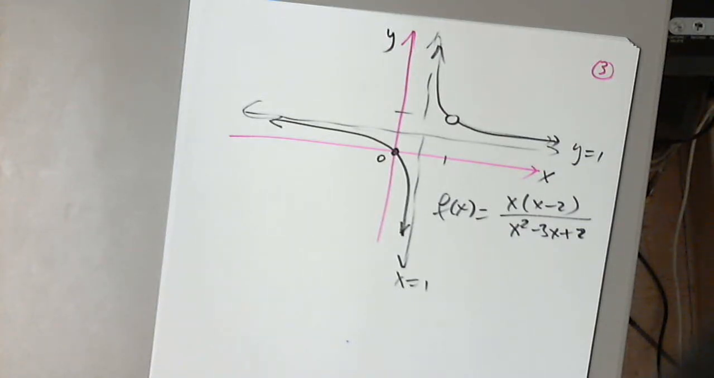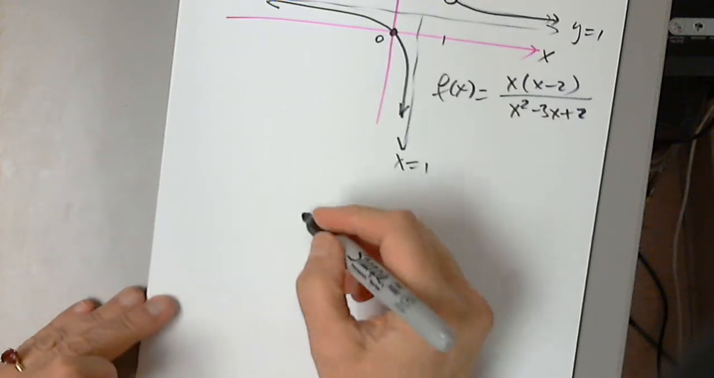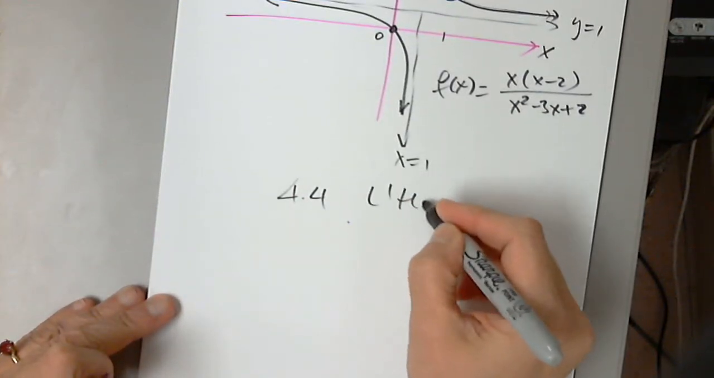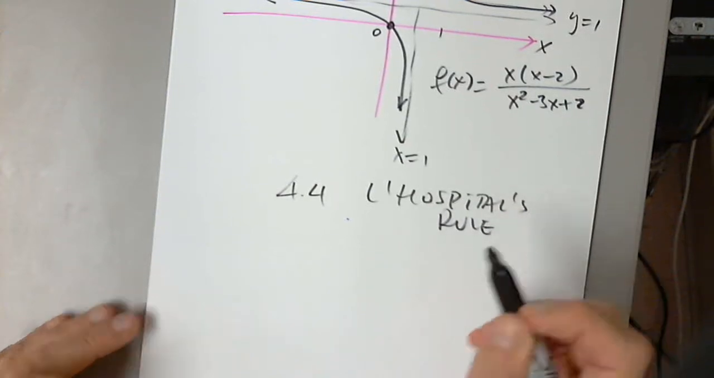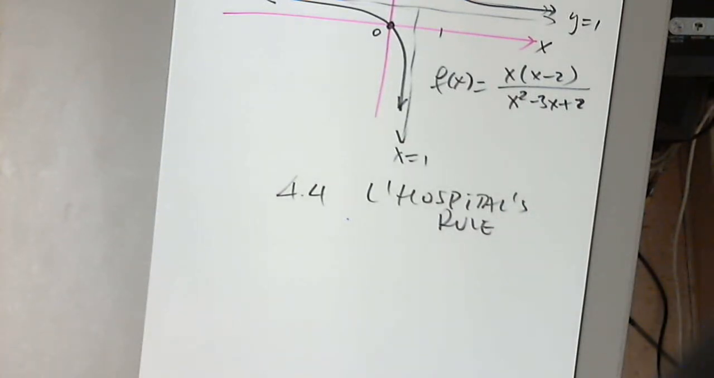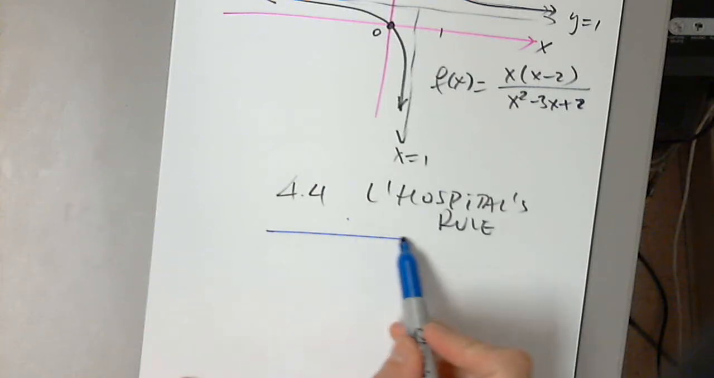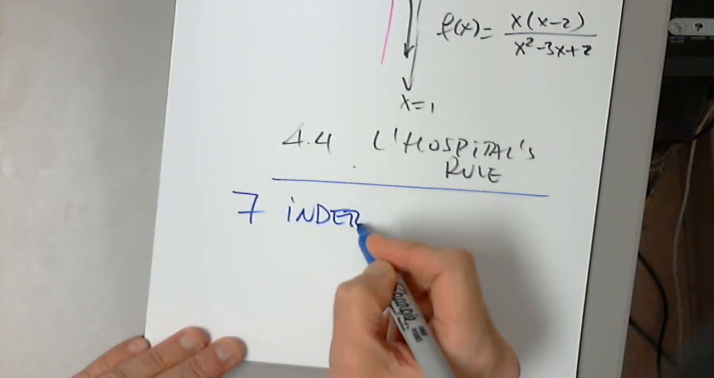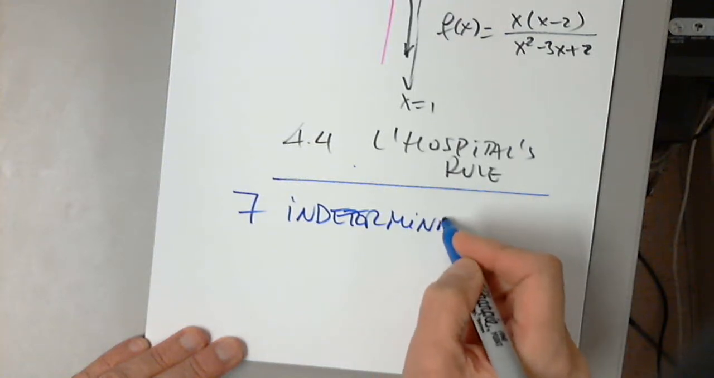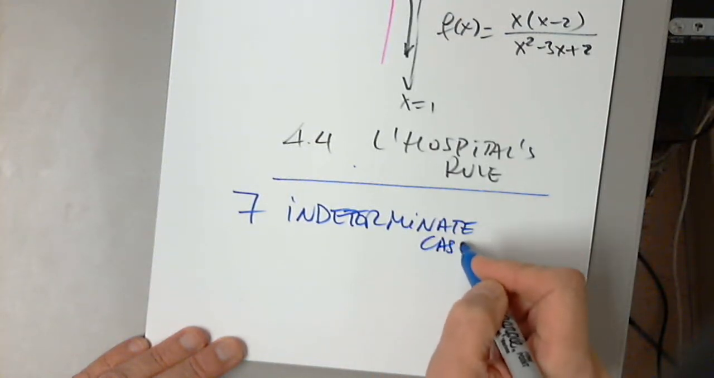So back to 4.4, L'Hopital's rule. We've been using it for a month, but it's actually presented in chapter 4. But we didn't want to wait. It's so important to understand it and be able to use it. 7 indeterminate cases.